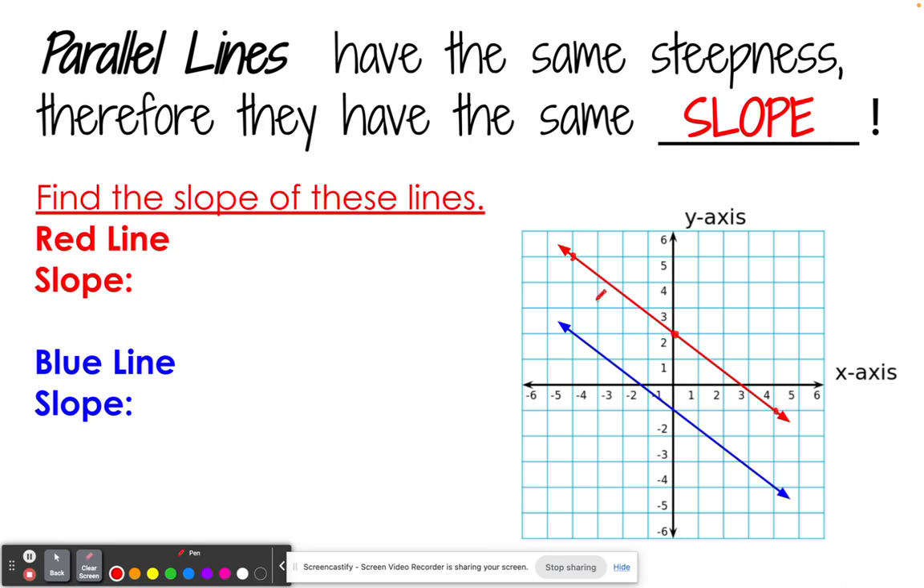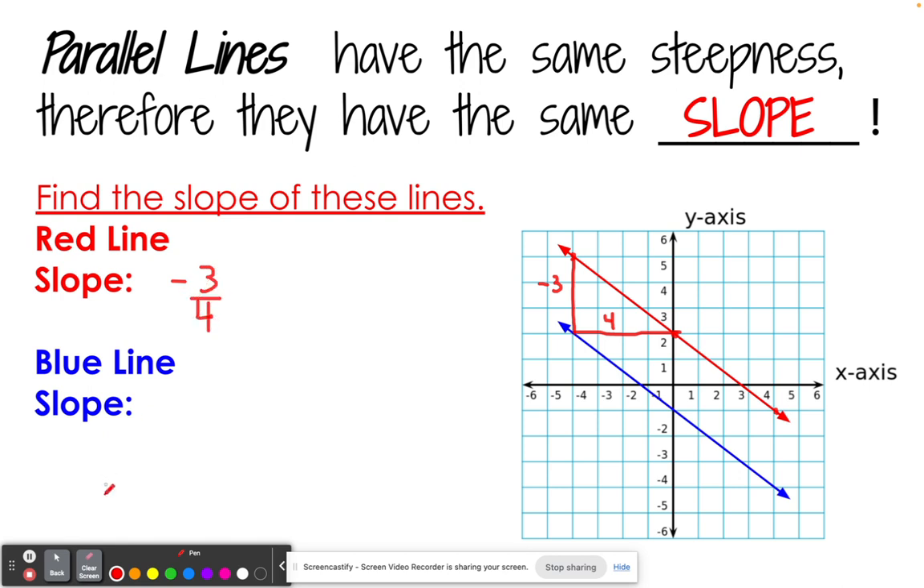You want to find where they cross at an intersection. So from here to here, I'm making my slope triangle. I'm going down 3 and over 1, 2, 3, 4. So my slope of my red line is negative 3/4.